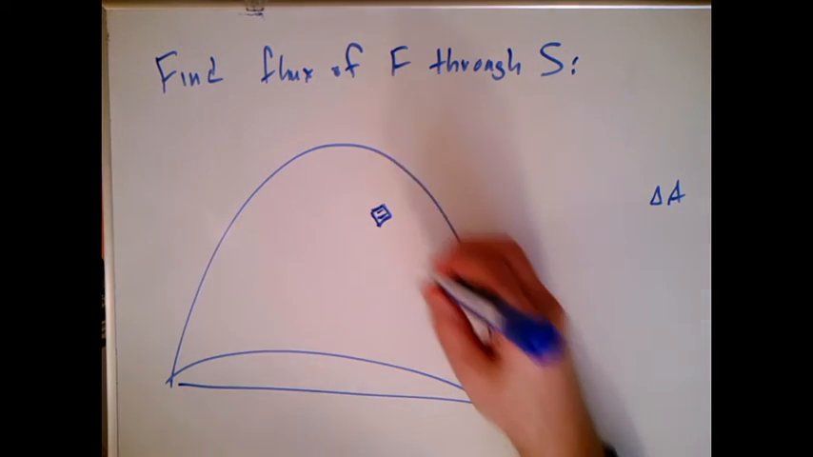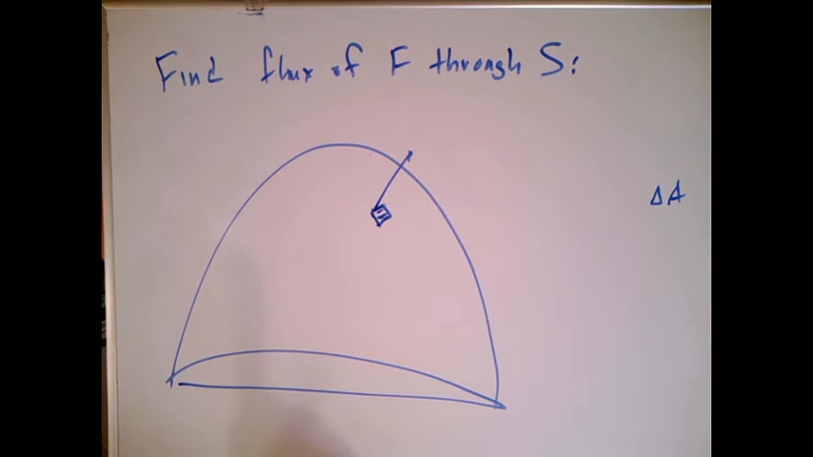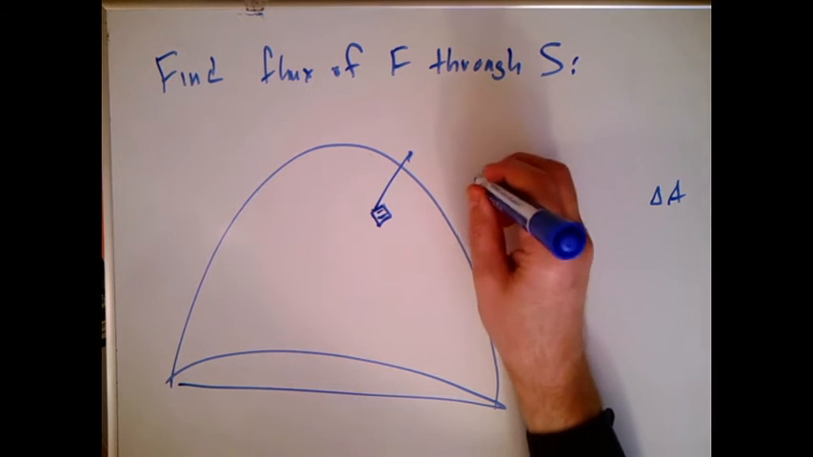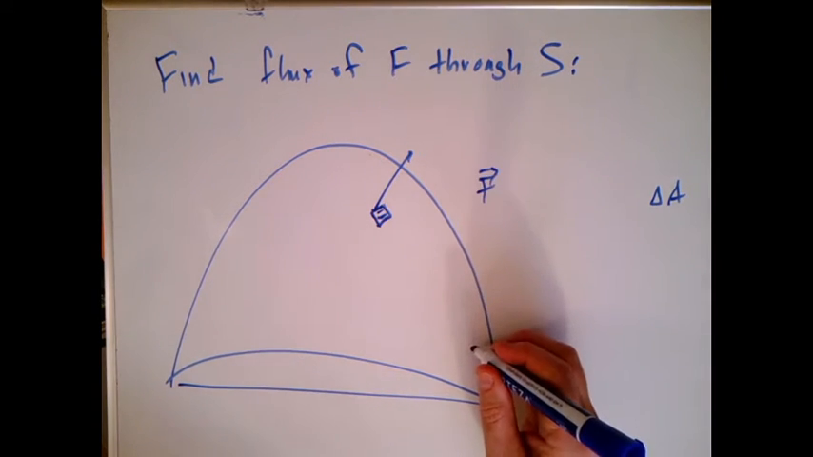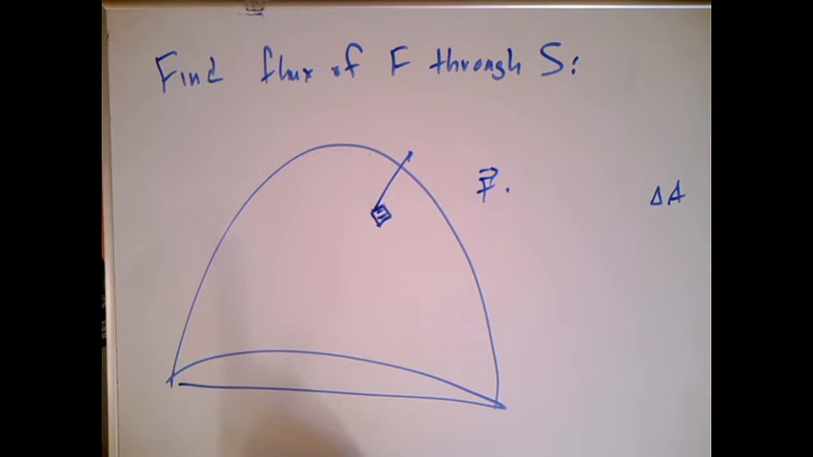Now that flat little patch is going to have area, usually they'll call it delta area like this. Now what do we need? We know that the vectors, if I pick the patch small enough, all the arrows look pretty much the same there, so I can just take that and plug in one little point, and then what do I have to do? The same thing we did when we had flux of a constant velocity through a patch.